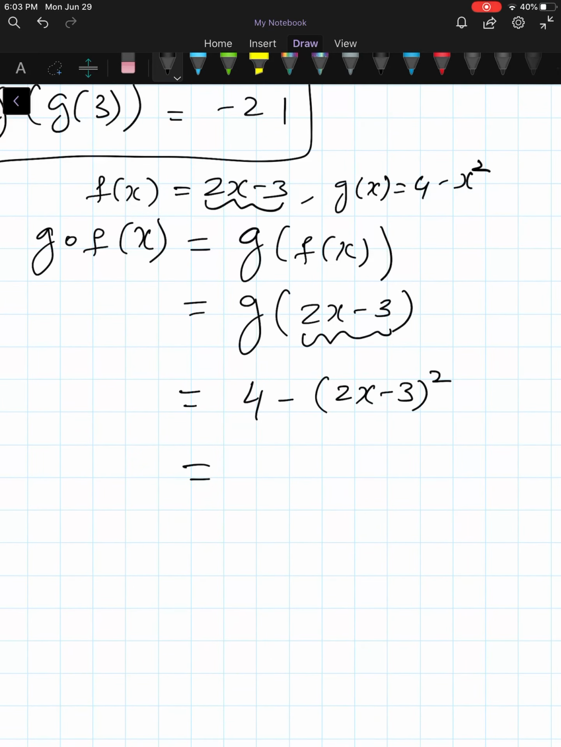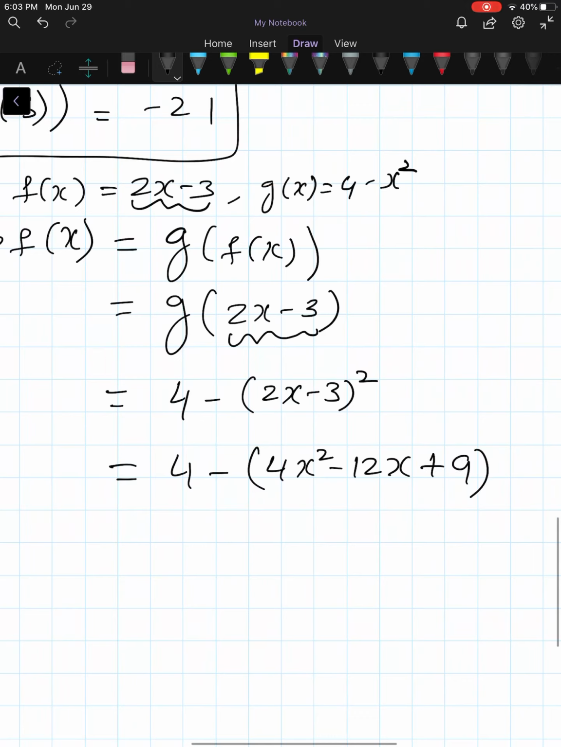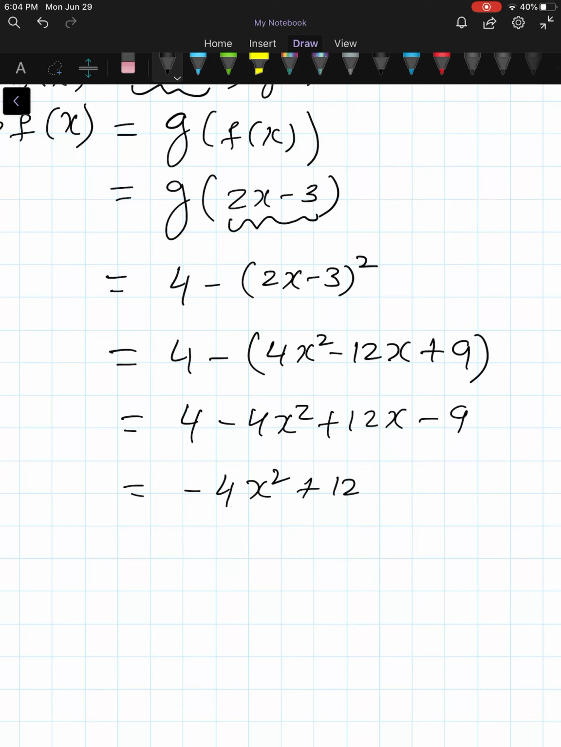Use the formula a minus b the whole square to expand the terms in the bracket. So that would give us 4x square minus 12x plus 9. I used the a minus b the whole square formula. So now distributing the negative sign, negative 1, within the brackets, we will get minus 4x square plus 12x minus 9. So simplifying this further, we will get minus 4x square plus 12x minus 5.